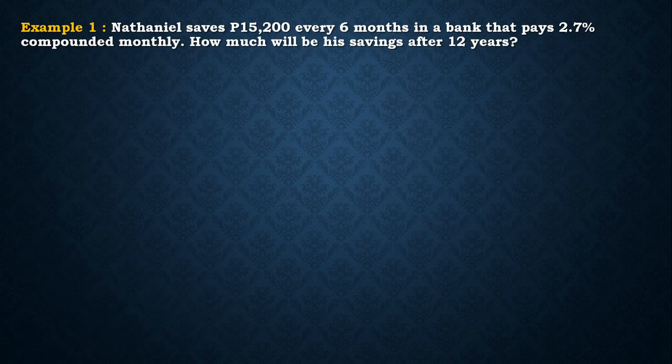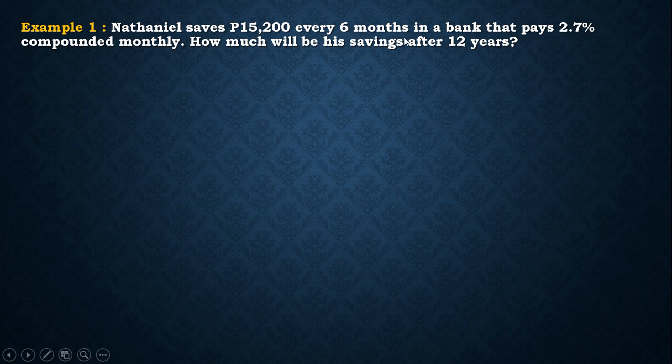Let's proceed to example number 1. Nathaniel saves 15,200 every 6 months in a bank that pays 2.7% compounded monthly. How much will be his savings after 12 years? So, ibig sabihin, si Nathaniel daw ay naguhulog ng 15,200 every 6 months ng bawat taon, na kung saan ang kanyang pera ay tumutubo ng 2.7% compounded monthly. So monthly, tumutubo ang kanyang pera na inihuhulog niya every 6 months. Gusto niya raw makita ang savings niya after 12 years.